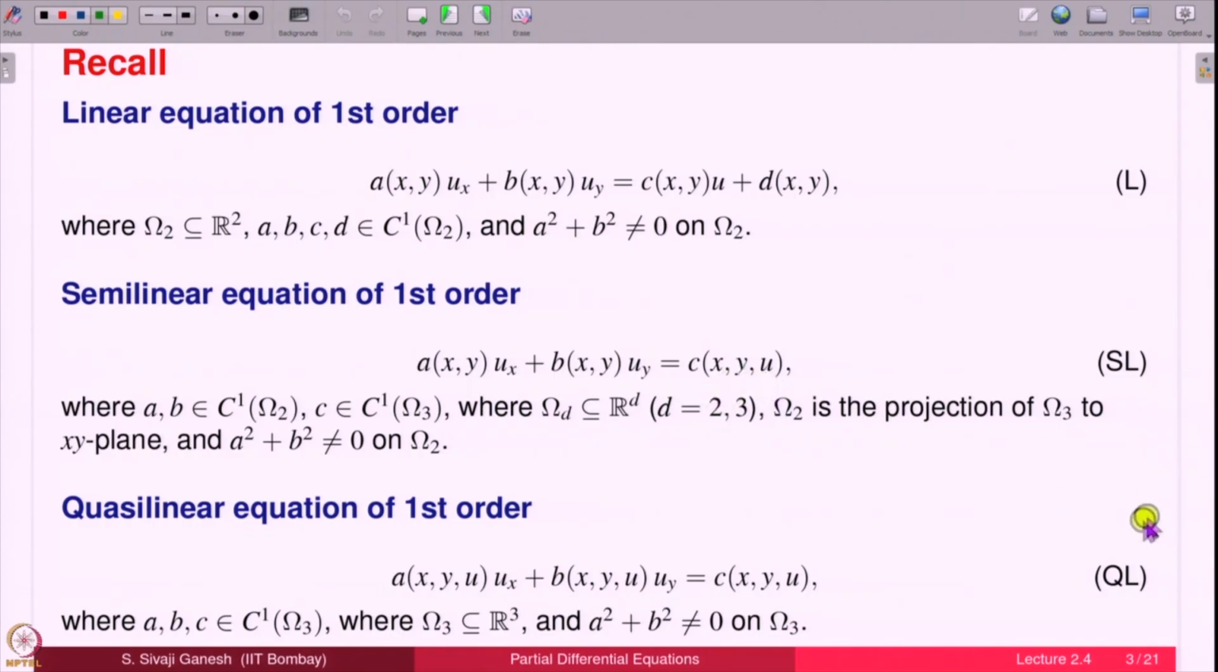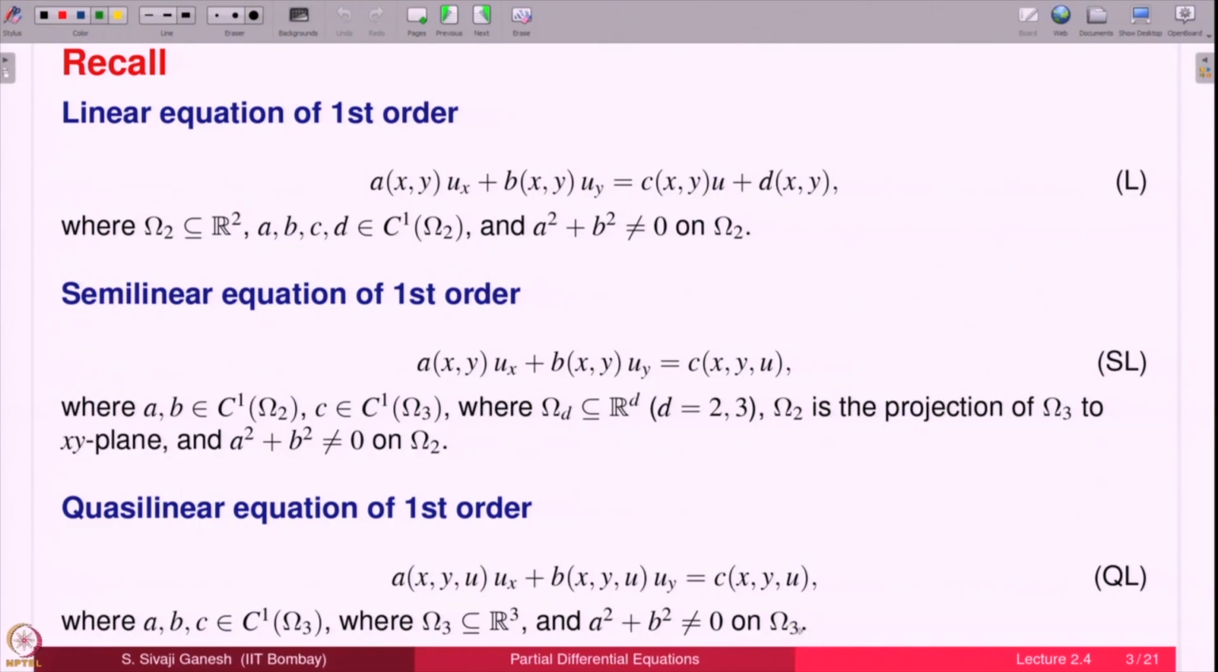Now, QL stands for quasi-linear equations. Here the coefficients of u_x and u_y can depend on u also. So, A(x,y,u) u_x plus B(x,y,u) u_y equal to C(x,y,u), and the hypothesis that we will be working under is A, B, C are C1 functions on Omega 3, an open subset of R3, and as usual we require that both A and B do not vanish simultaneously at each of the points of Omega 3.